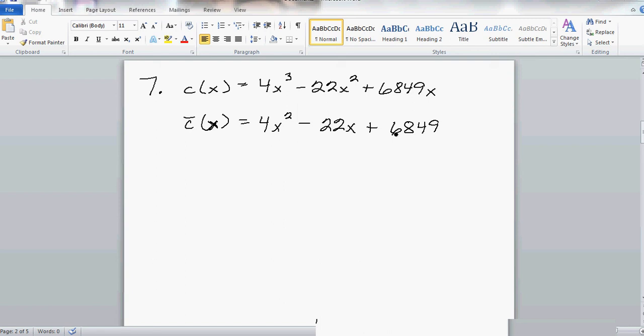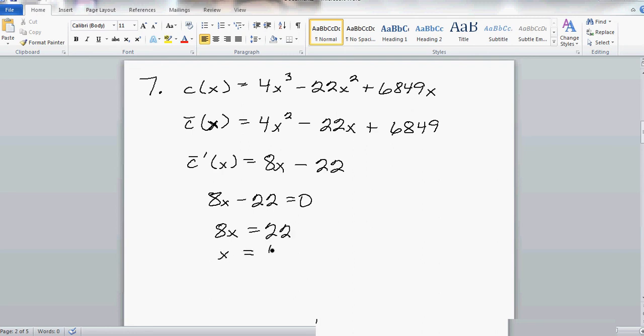Now we are asked, when will this be minimized? So in order to minimize it, we need to take the derivative. So the derivative of 4x squared is 8x. The derivative of 22x is 22. And the derivative of 6,849 just basically goes off the map. So we need to set this equal to 0. 8x minus 22 equals 0. Or 8x equals 22. So x will equal 11/4.